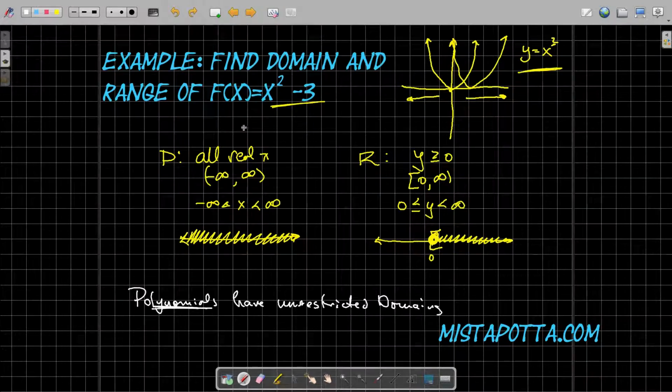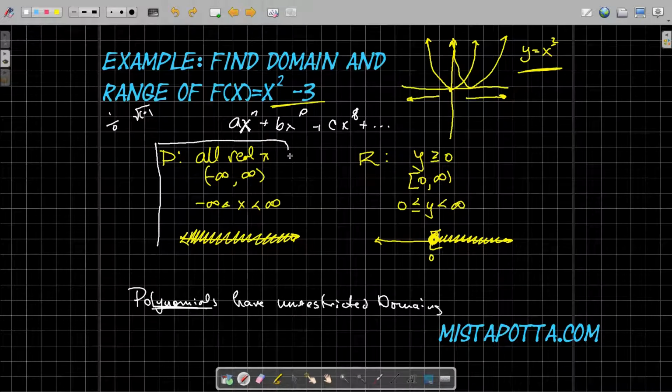Polynomials are always going to be of the form a times x to the n plus b times x to the p plus c times x to the q plus dot dot dot. But the thing is, raising a number to a power is not one of the restrictions that we talked about. It's not dividing by 0, it's not taking the square root of a negative number. And if I'm dealing with a polynomial situation in a purely algebraic environment, this is not something where I'm going to have a natural restriction either. So whenever I'm dealing with polynomials, this is always going to be the result. I'm always going to have all real numbers being my domain.